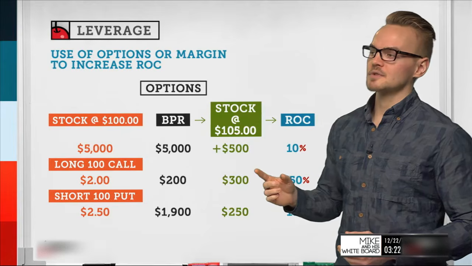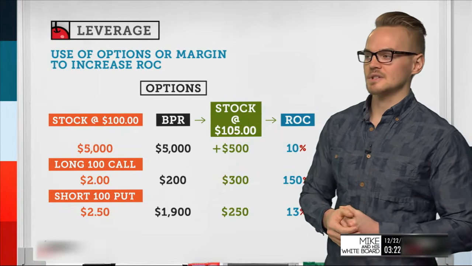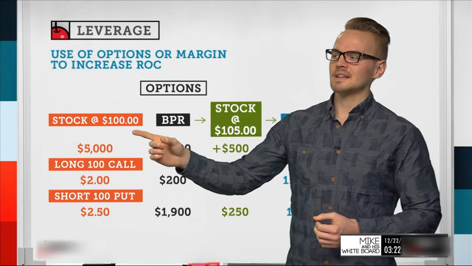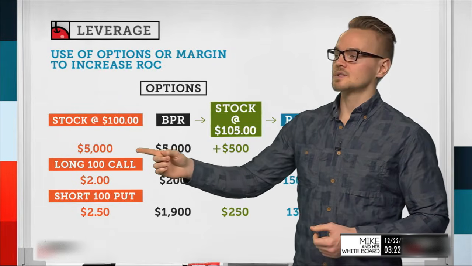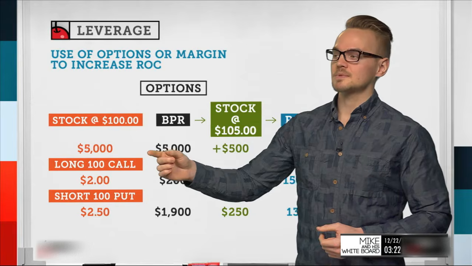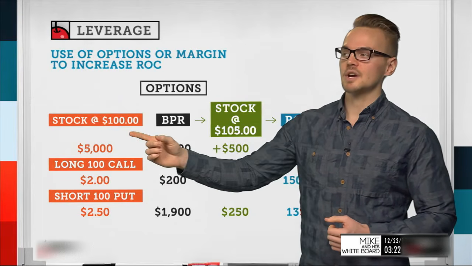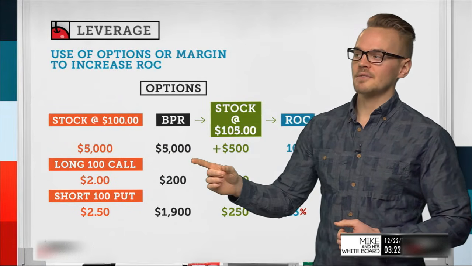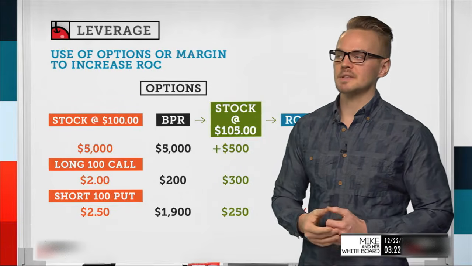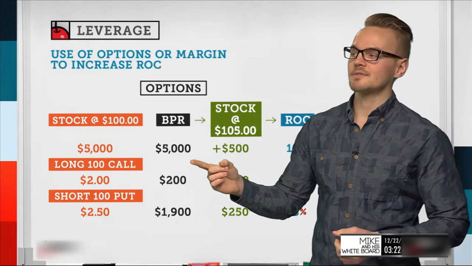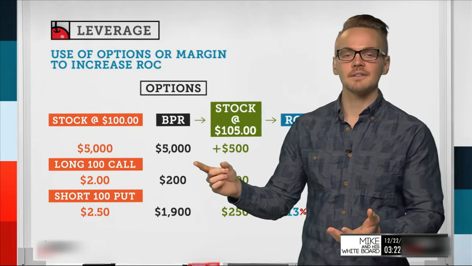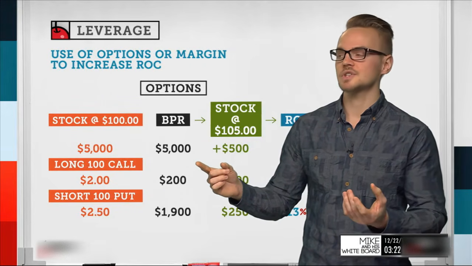So let's walk through a few scenarios here, and we'll get down to it. Let's say we're buying that same stock at $100 in a margin account. So I've got $5,000 to put up to buy those 100 shares, and if I'm looking at buying power reduction, it's going to be the same value as you see it along here. So my buying power reduction is going to be $5,000 because I'm putting down $5,000 to own those 100 shares.